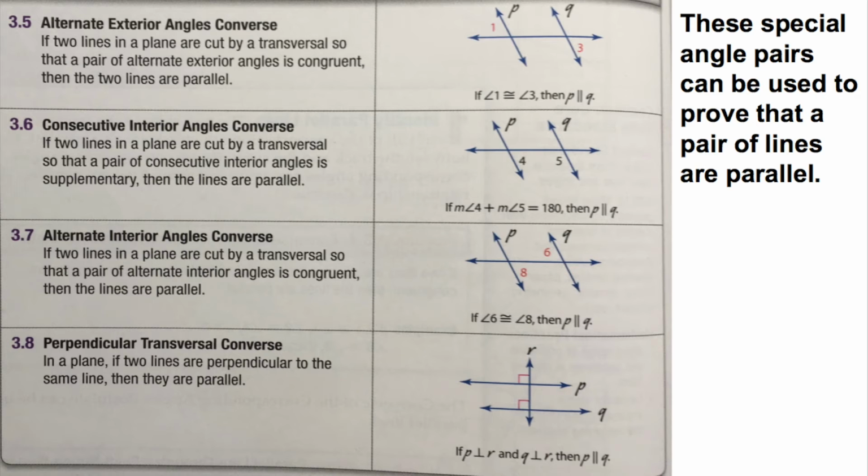3.5. Alternate exterior angles converse. If angle 1 is congruent to angle 3, then P and Q are parallel. 3.6. Consecutive interior angles converse. If angle 4 plus angle 5 equals 180, then P and Q are parallel. 3.7. Alternate interior angles converse. If angle 6 is congruent to angle 8, then P and Q are parallel. 3.8. Perpendicular transversal converse. If P is perpendicular to R and Q is perpendicular to R, then P and Q are, in fact, parallel.